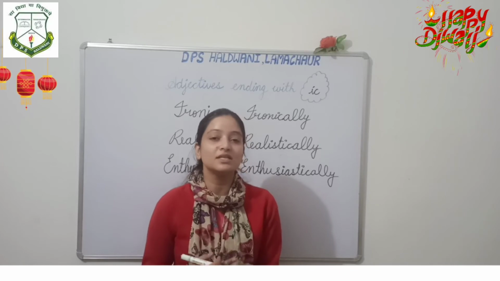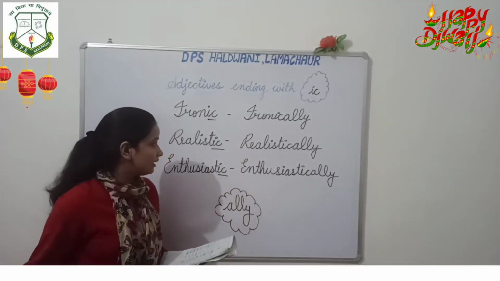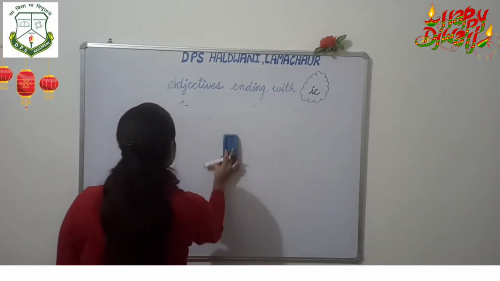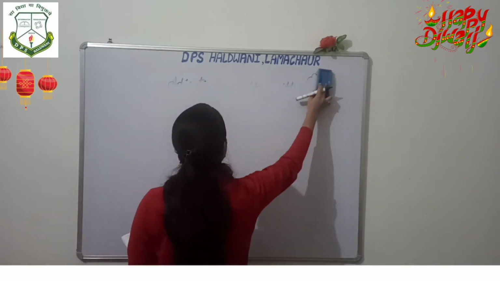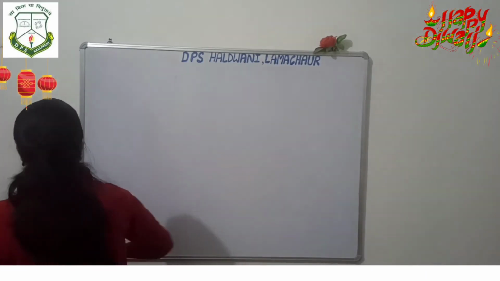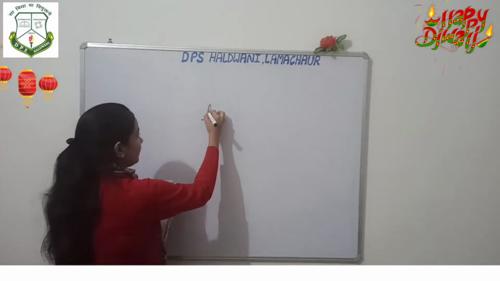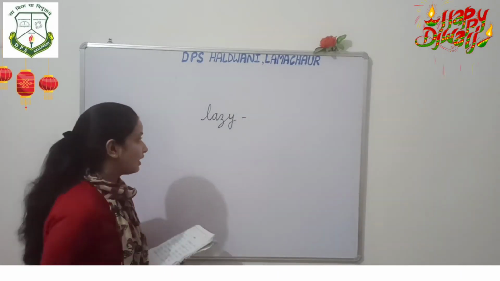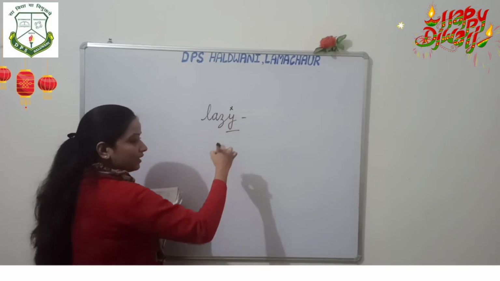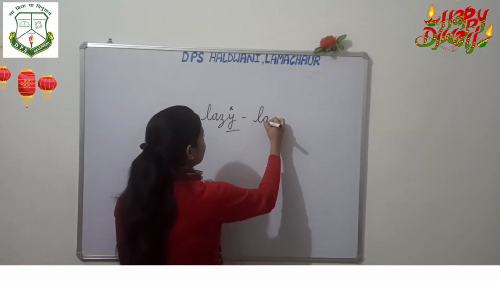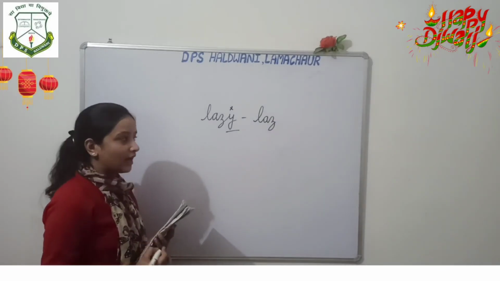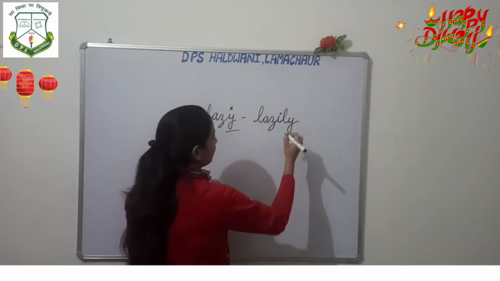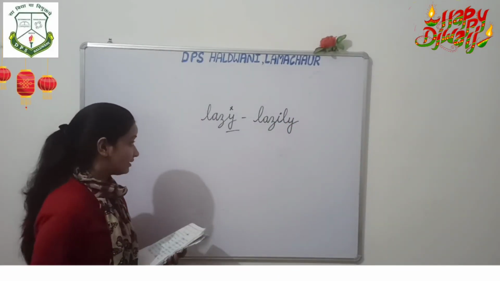Okay, the first is lazy. We know the rule: whenever the adjectives end with Y, we replace Y with I. So lazy, lazily. L-A-Z-Y. Remove Y. L-A-Z. Now you have to put I in place of Y, then L-Y. Lazily. Okay.